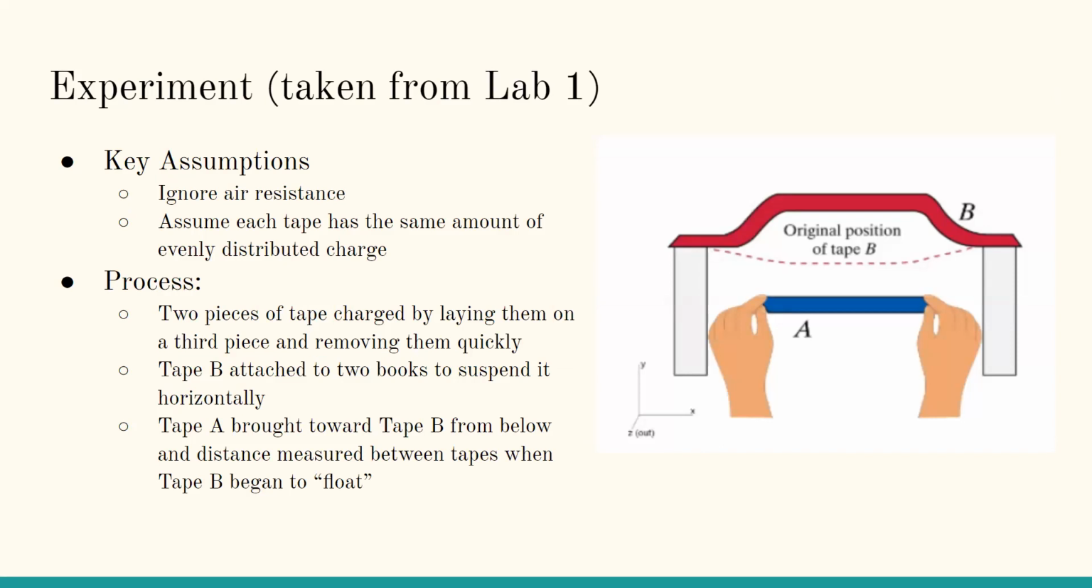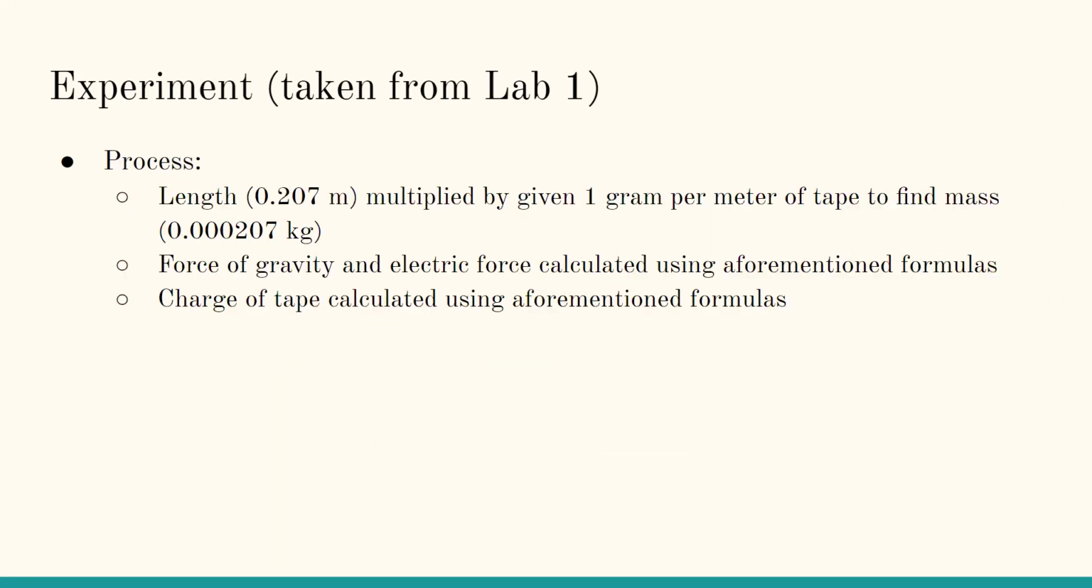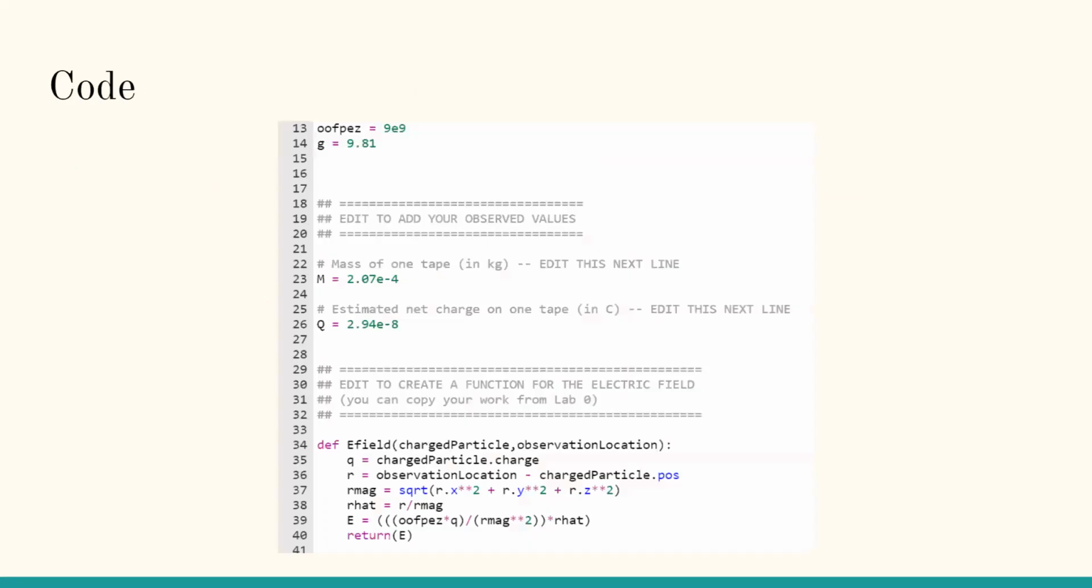The process of this lab, taken from the first lab, was to take two pieces of tape and charge them, and then we used tape B attached to two books to suspend it horizontally, and as we brought tape A closer to tape B, we would measure the distance when the tape started to float. And then we use the length to find the mass, as well as calculating eventually the force of gravity and the electric force using the aforementioned formulas, and the charge of the tape was calculated as well.